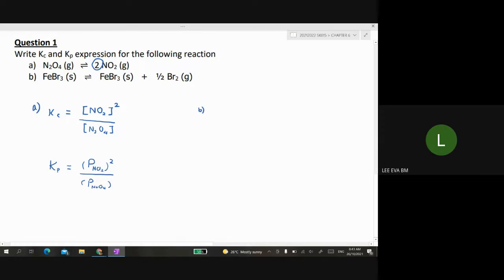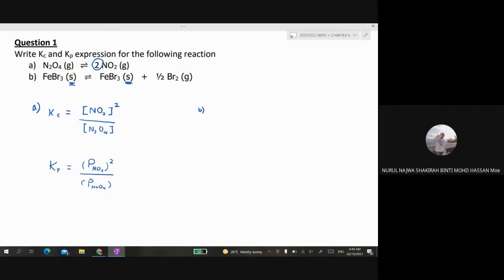Okay, the second one for part B. Heterogeneous or homogeneous? Hetero. What do we need to ignore? Solid. Why do we ignore solid? Constant concentration. Madam wants to ask a little, constant concentration, does it have concentration or not?